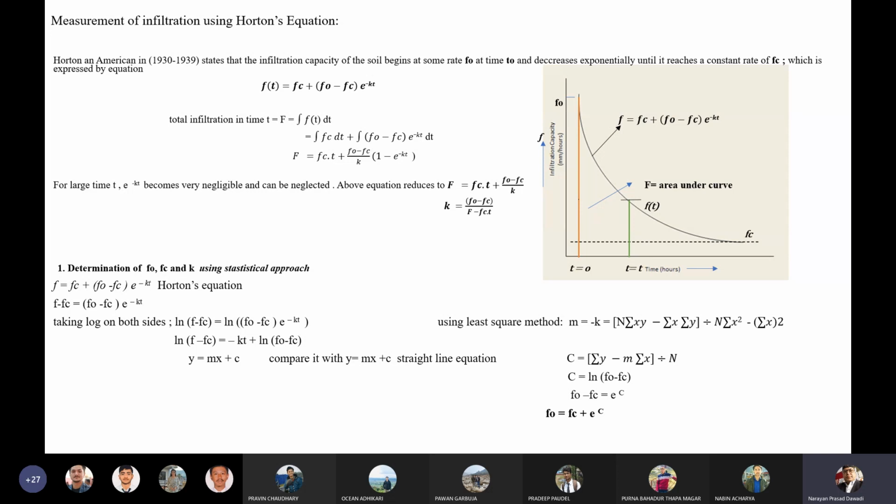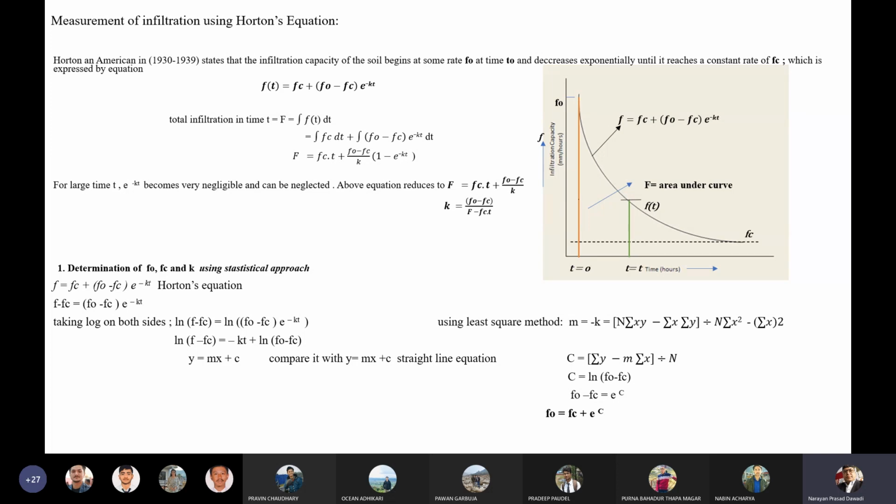That constant can be calculated by using this equation. If we know the initial rate of infiltration, the constant or final rate of infiltration, the time of infiltration, and the total depth of infiltration, then you can use this equation to find the infiltration capacity curve's constant. This is k. Horton's constant is calculated by this formula.